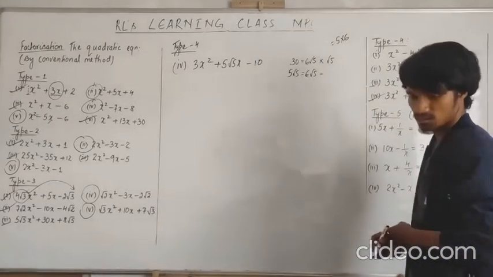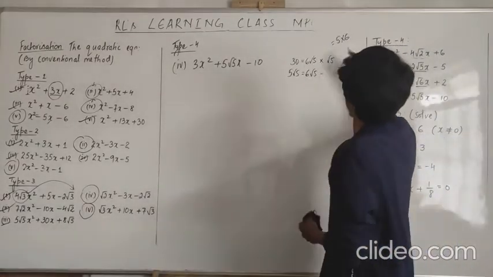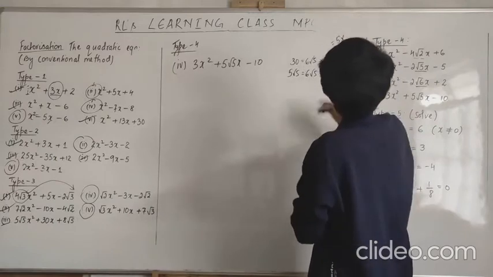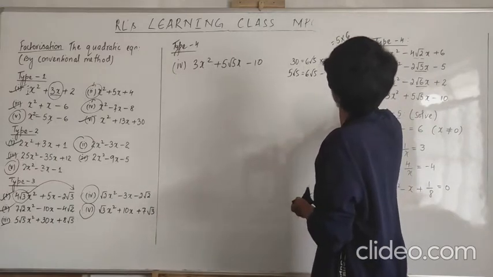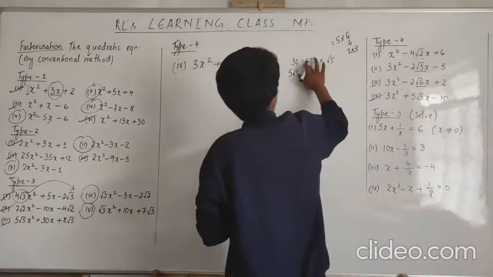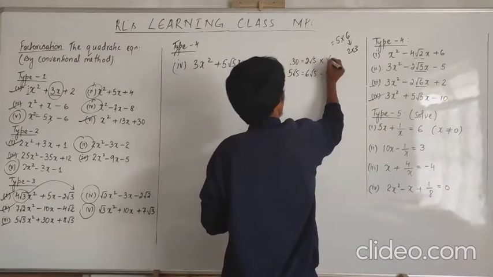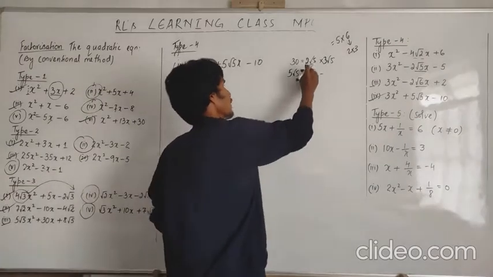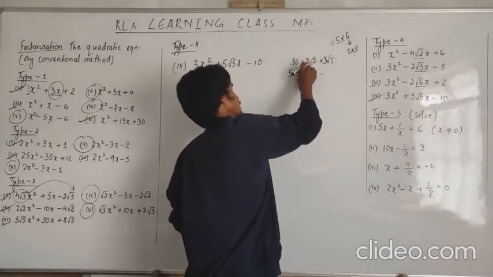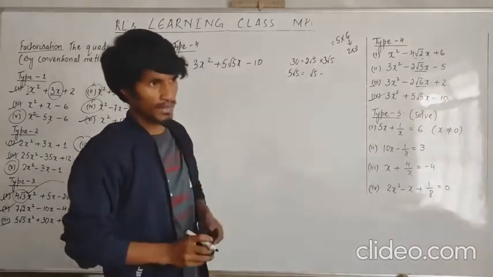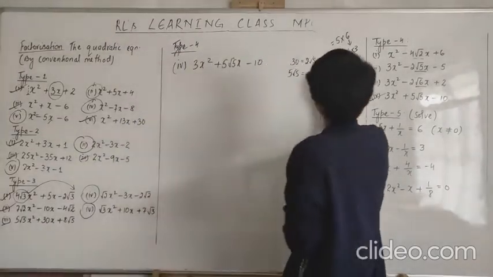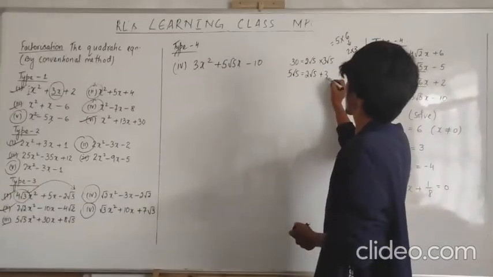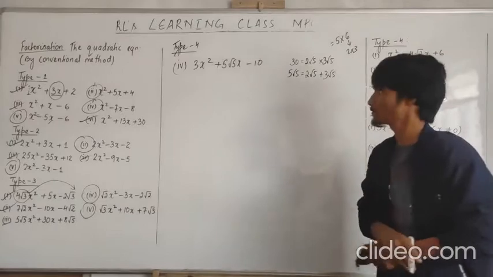should I take the 6? No, I'll take the other numbers. Because in place of this 6, I can put 2 into 3. I can put here 2, I can put here 3. If you go by the 6 also, we'll get the answer. But I don't want to go with the 6 because we have to split again later. Then I can put here 2 root 5 plus 3 root 5. Right?